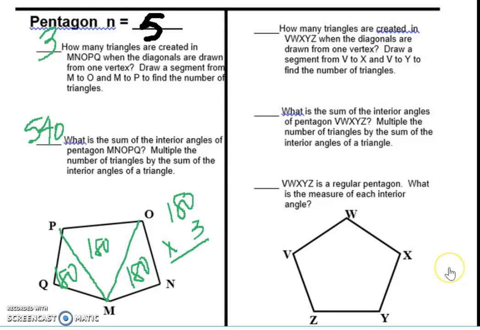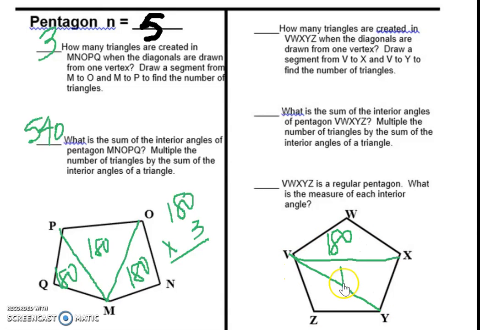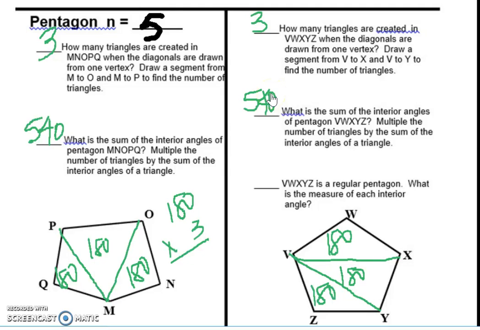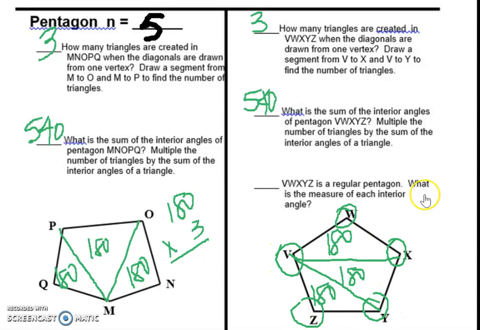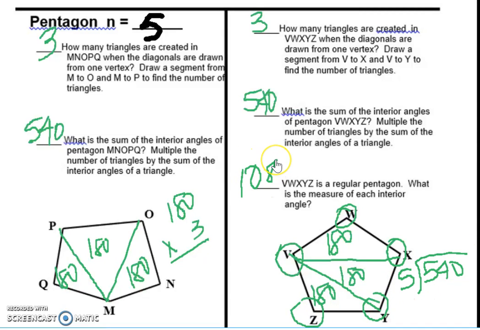This is a regular pentagon. So again, V to X and V to Y. I can make 3 triangles, each with 180 degrees. I have 540 degrees inside the pentagon. But if I have 5 total angles that all have to be the same on this regular pentagon, each one has 108 degrees in it.